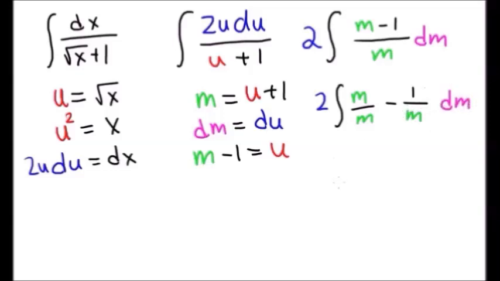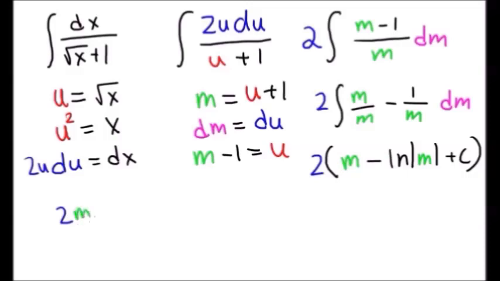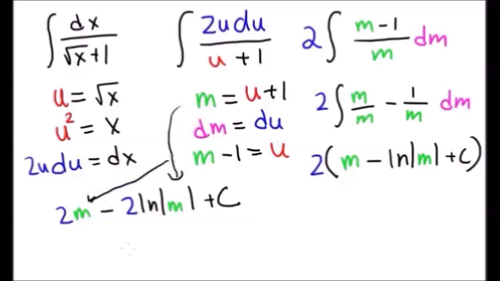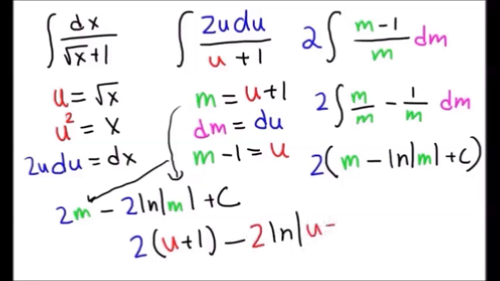We can then integrate, which will give us 2 times the quantity m minus ln of m plus c. Simplifying this further, we will have 2m minus 2 ln of m plus c. However, we need to then put m back into the equation as u plus 1. This will give 2 times the quantity u plus 1 minus 2 times ln of u plus 1 plus c.